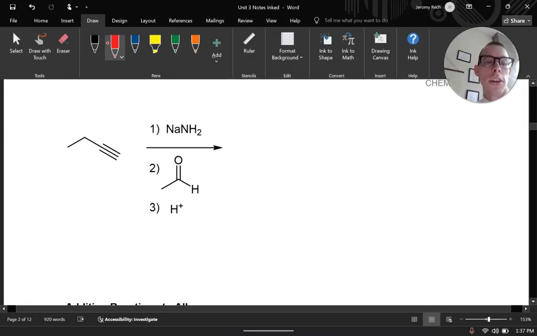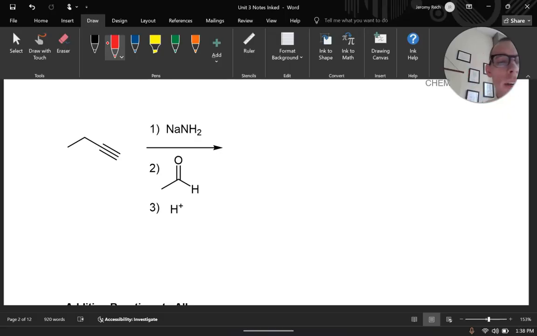here we're going to use a terminal alkyne. We're going to react this with a sodium amide. That's going to be our strong base, which will deprotonate. We can then react here with an aldehyde, and then we will quench with acid. So that's a slew of things, which will add sequentially.